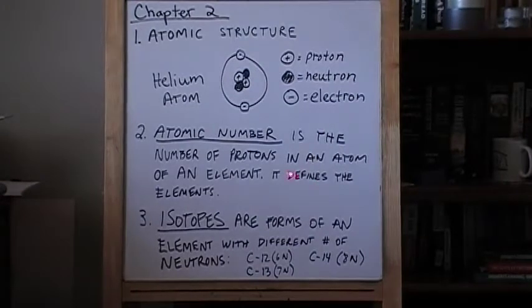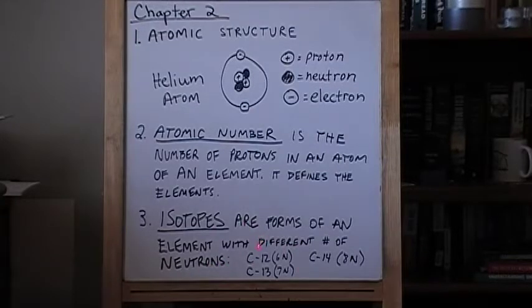So an element is defined by the number of protons. However, the number of neutrons can vary somewhat. So, for example, for carbon, there are 3 different forms of carbon in nature. They all have 6 protons because that defines carbon, but they have different numbers of neutrons. And so we call these isotopes, different forms of an element with different numbers of neutrons.